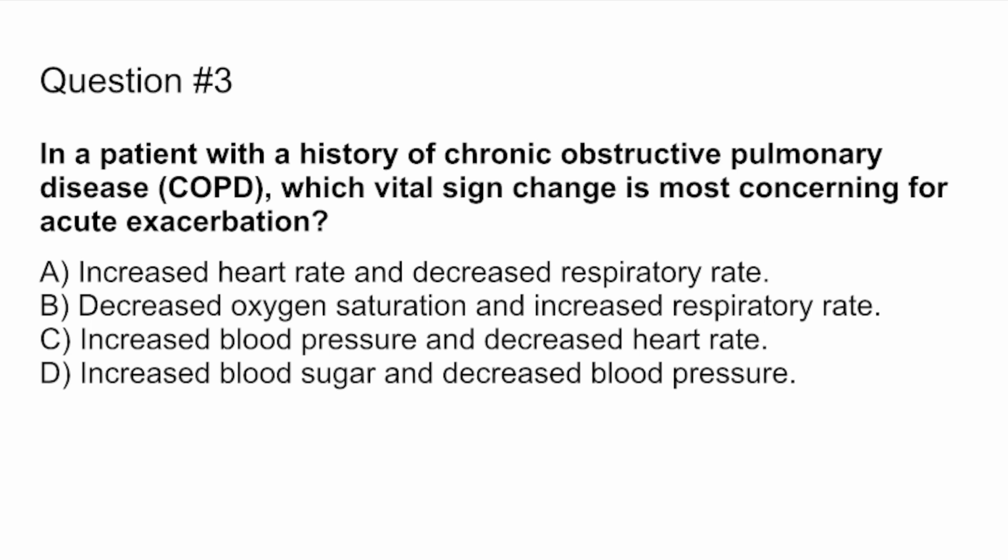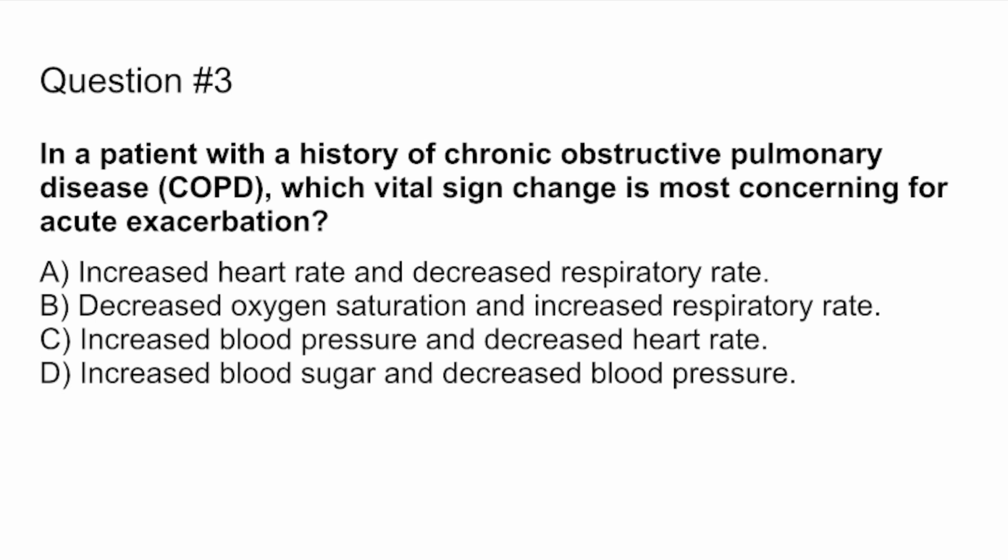Question 3, in a patient with a history of chronic obstructive pulmonary disease, which vital sign change is most concerning for acute exacerbation? So here you guys need to know what to expect with a patient with COPD. So first we have A, increased heart rate and decreased respiratory rate. B, decreased oxygen saturation and increased respiratory rate. Or C, increased blood pressure and decreased heart rate. Or D, increased blood sugar and decreased blood pressure.